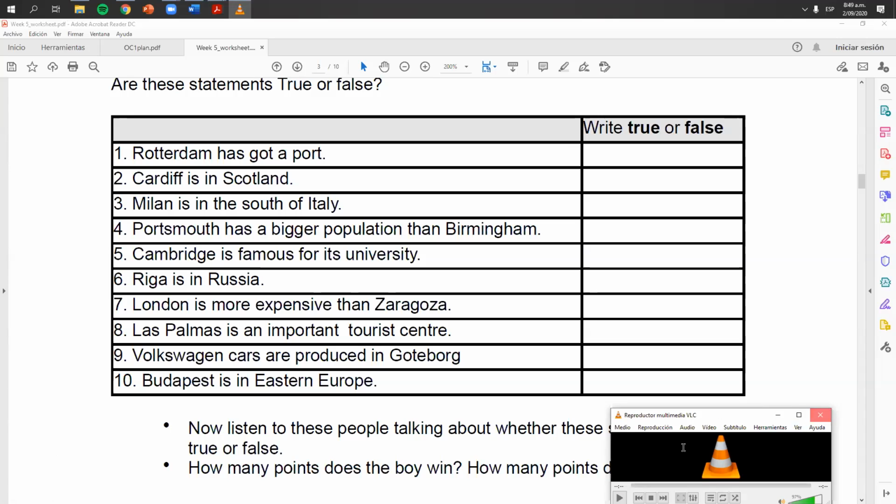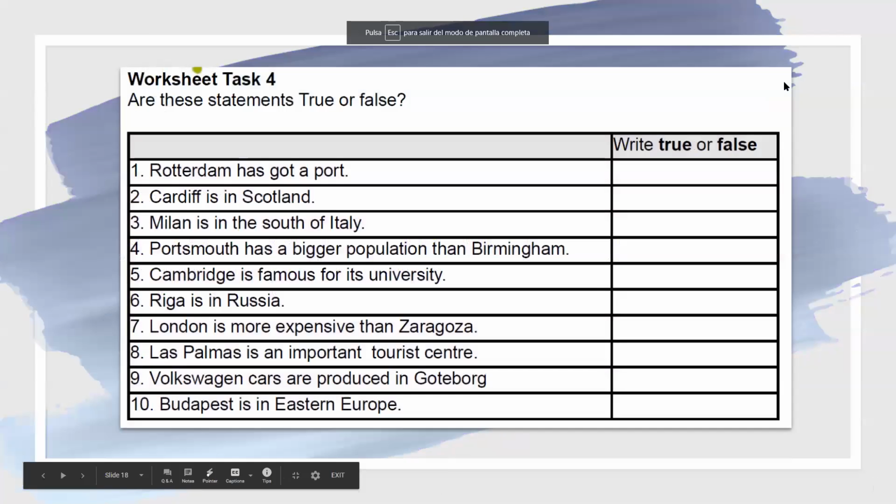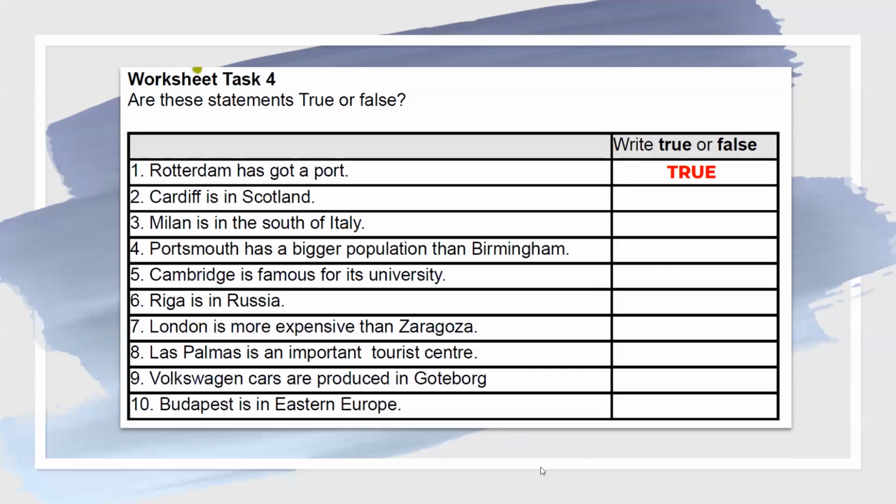Okay, guys, so let's see the answers. Let's go back to the presentation and see the answers. So we finished. Rotterdam has got a port. What's the answer to this one? Is it true or false? True. Yes, it's true.